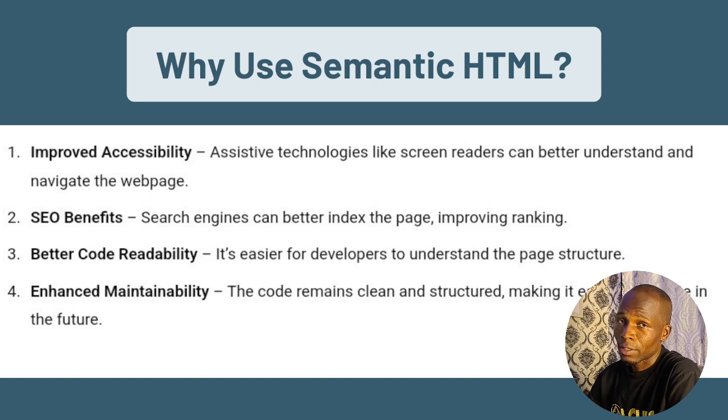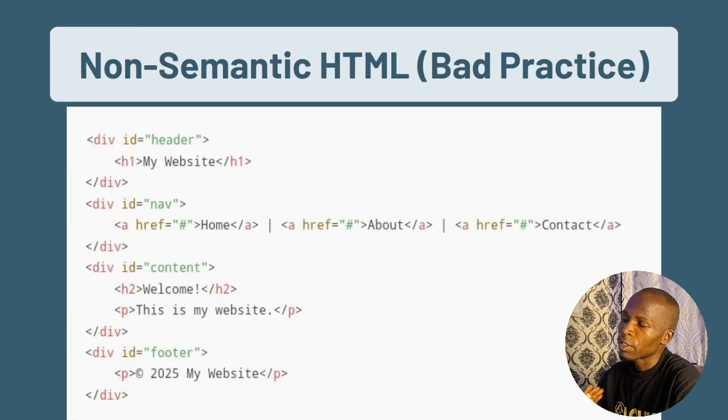Why use semantic HTML? Improved accessibility. Assistive technologies like screen readers can better understand and navigate the web page. SEO benefits. Search engines can better index the page, improving ranking. Better code readability. It is easier for developers to understand the page structure. Enhanced maintainability. The code remains clean and structured, making it easier to update in the future.